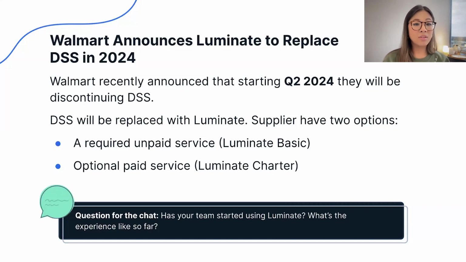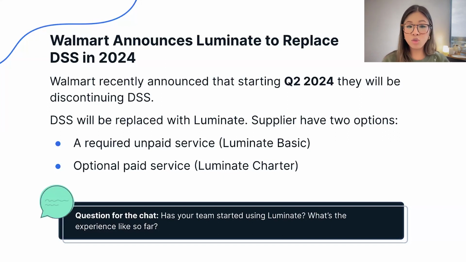And the answer to that is Luminate is just going to be another application within the Retail Link ecosystem. Now, there are a lot of other applications that have been announced and are continuing to be released, Supplier One and things like that, which we have ideas on what we think is going to happen. But for right now, and for today's webinar, we're only focusing on Luminate. And again, it is only going to be replacing DSS.